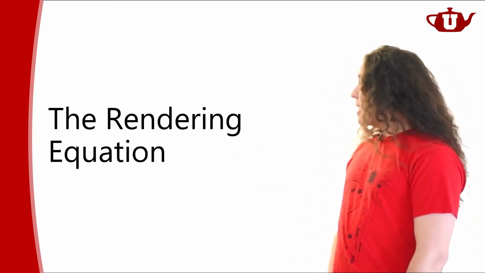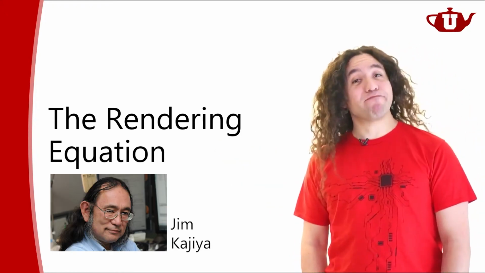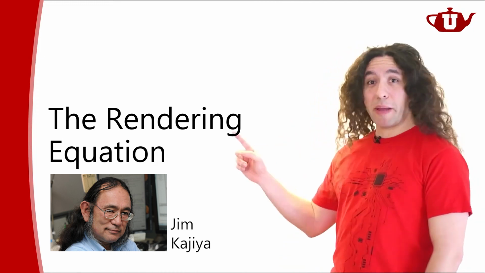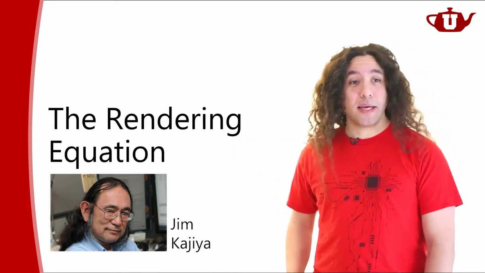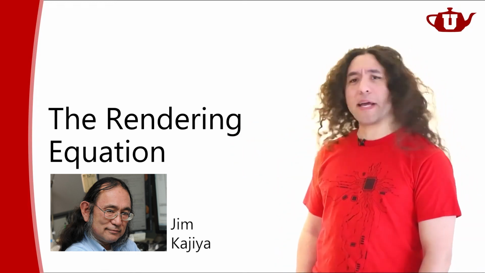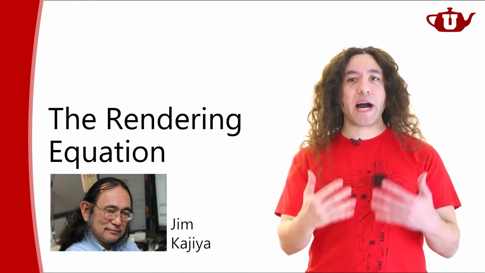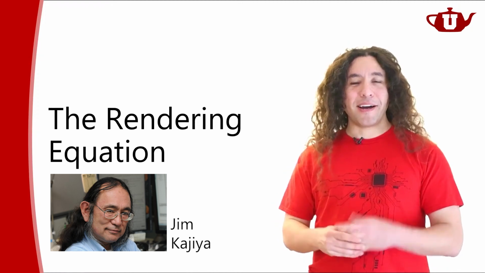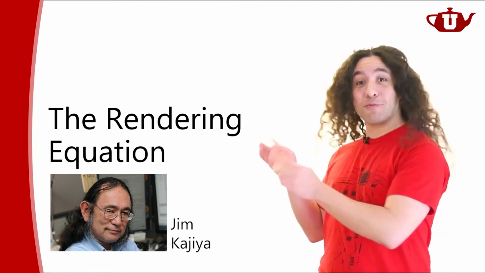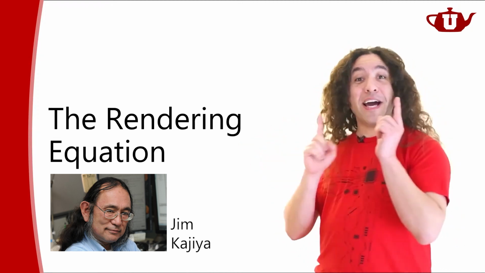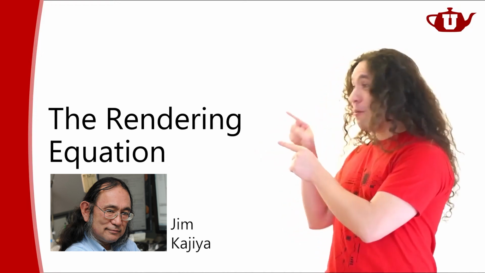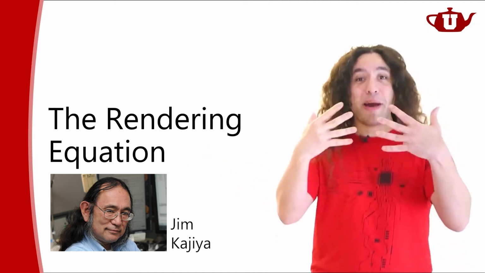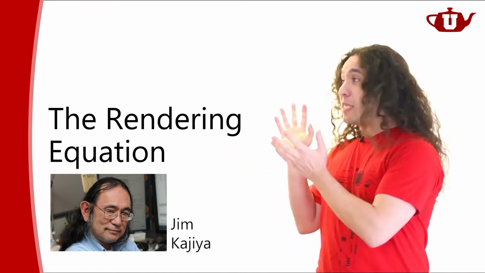Now, Jim Kajiya in 1986 wrote a paper called the rendering equation. That sort of provided a mathematical foundation of what we have been doing in computer graphics. Now, Kajiya is saying, this rendering stuff that we've been doing, we've been actually trying to solve this equation, the rendering equation. So it sort of provided this mathematical foundation of rendering we still use today.